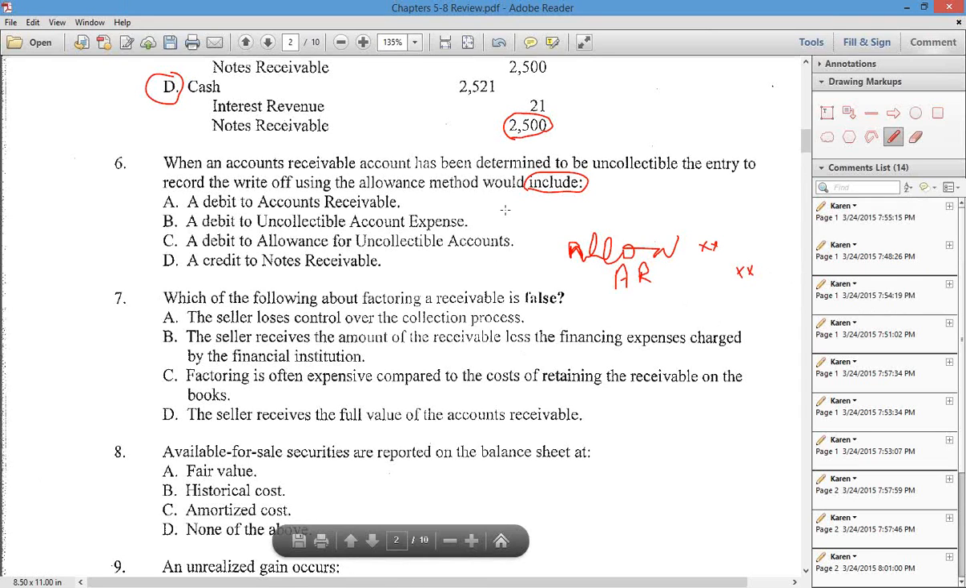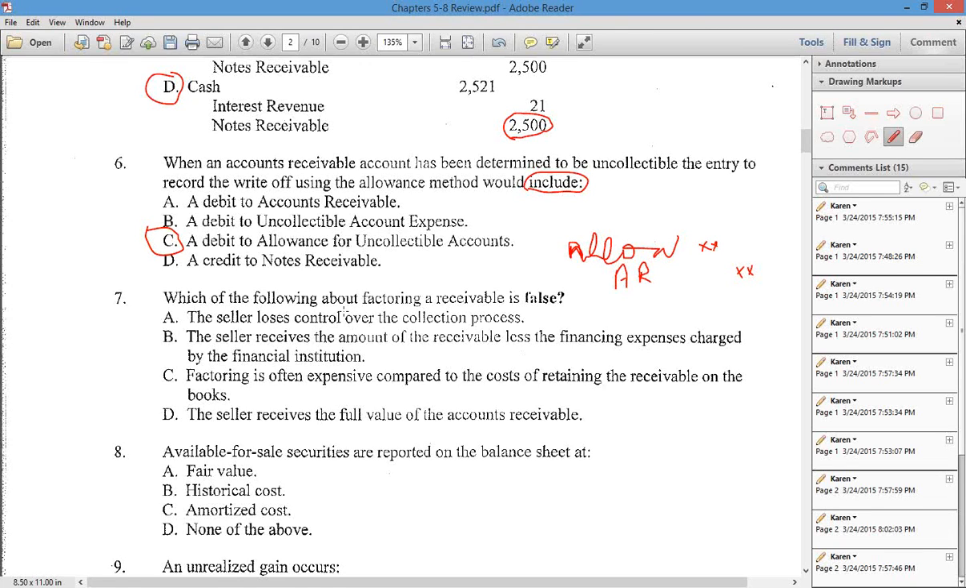And I have a debit to the allowance for uncollectible accounts. All of the others would not be correct. So the answer to 6 is C.